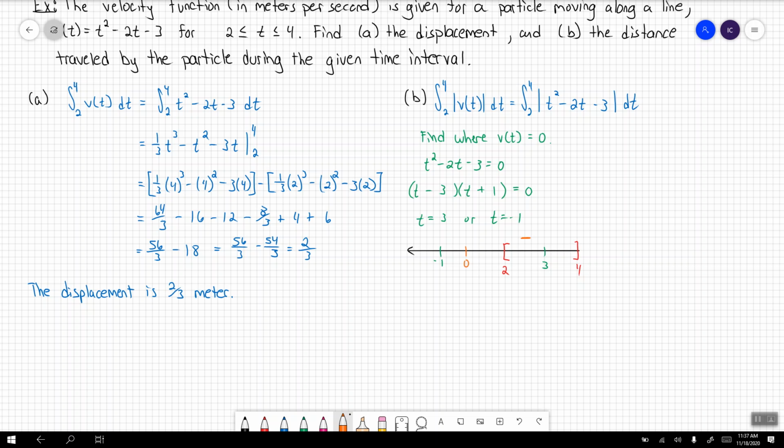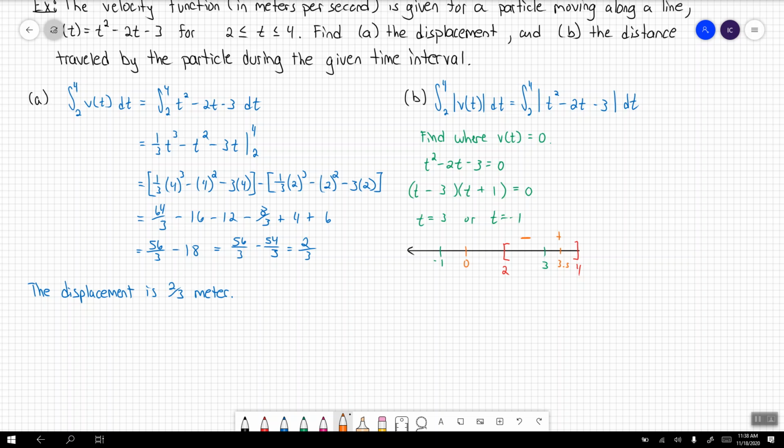Let's check the area from 3 to 4. Pick a number between 3 and 4. You could say 3.5. So if we choose 3.5, we're going to do 3.5 squared minus 2 times 3.5 minus 3, and we're going to get 9/4. 9/4 is positive, so this area from 3 to 4 is sitting above that x-axis, or that t-axis. That's awesome to see.